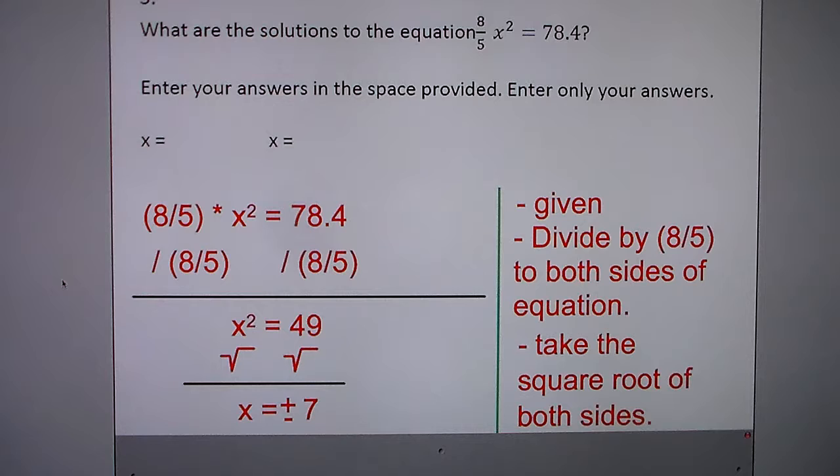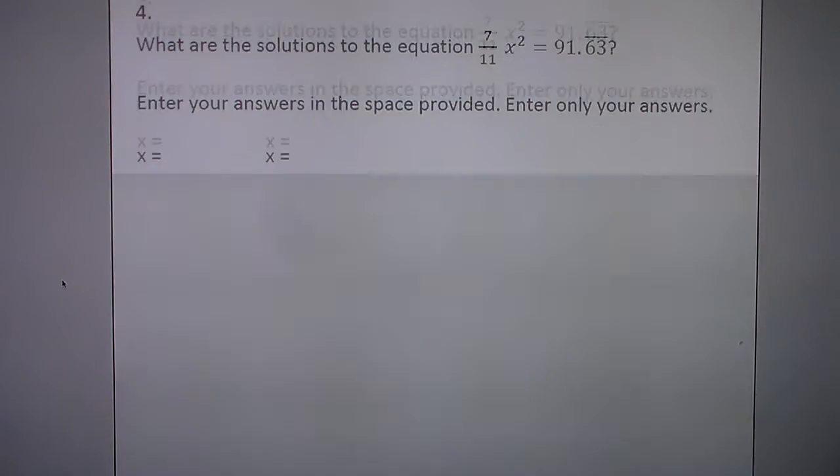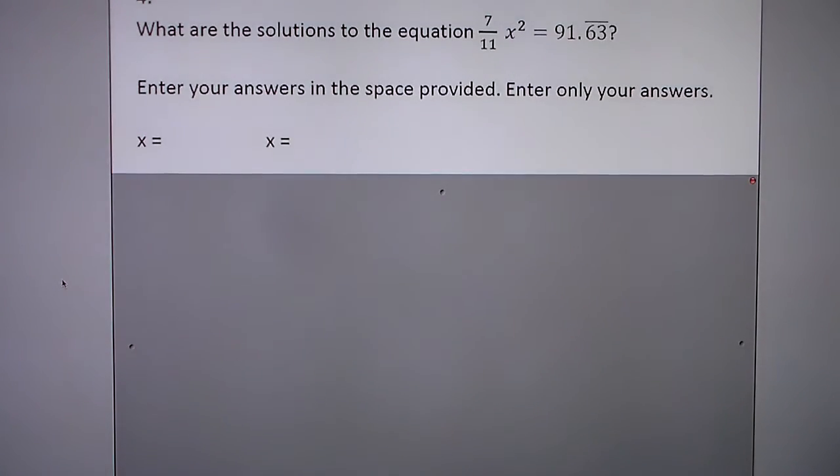Next up is problem number 4. We've got 7/11 times x squared equals 91.63. Now notice up here, this is a bar notation. You probably talked about that in middle school. That means this 63 is going to repeat over and over again. I'm going to try to max out the calculator with a whole bunch of 63s after.